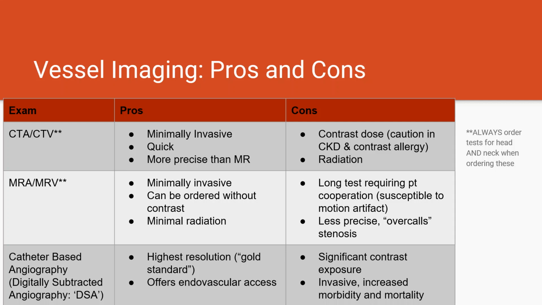Just a reminder, I put the slide back here, same one I showed at the end of the last video, comparing CTAs, the MRAs to catheter-based angiography. I'm not going to rehash everything we talked about with CTAs and MRAs. You can look at the last lecture for that. But I wanted to bring this up to remind you of the pros of catheter-based angiography, or DSA, which I'm going to refer to it as. Specifically, the DSA really gives us the best vessel imaging available, and also it allows us access to endovascular therapy. Again, at the cost of significant contrast exposure, and the fact that it's invasive and can have morbidity and mortality, but really is some great studies.